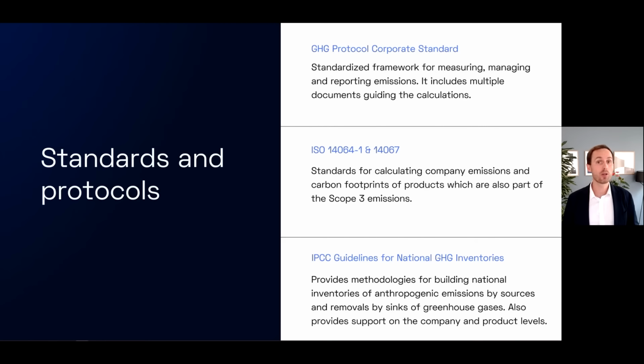And finally, I will also raise the Intergovernmental Panel on Climate Change's guidelines for national greenhouse gas inventories. Just like companies will be required to report on their emissions, all countries that report to the UN also build national greenhouse gas inventories. Even though these guidelines have been mainly built for countries and their reporting needs, they are also applicable in many instances for product and company level assessments. So I do recommend you look into those as well.